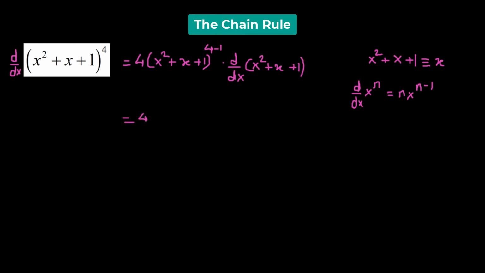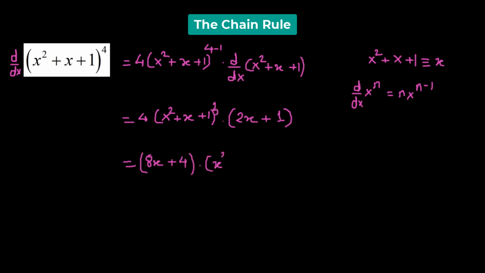So we have 4 times x squared plus x plus 1 whole cube times the derivative of x squared, which is twice x, plus the derivative of x, which is 1, and the derivative of 1 is 0. So we can multiply 4 to 2x plus 1. We have 8x plus 4 multiplied by x squared plus x plus 1 whole cube. So this is the derivative of the given function. Let's move on to the next question.